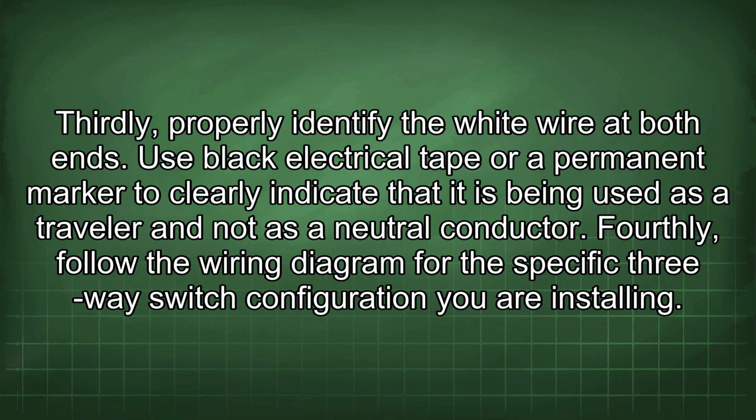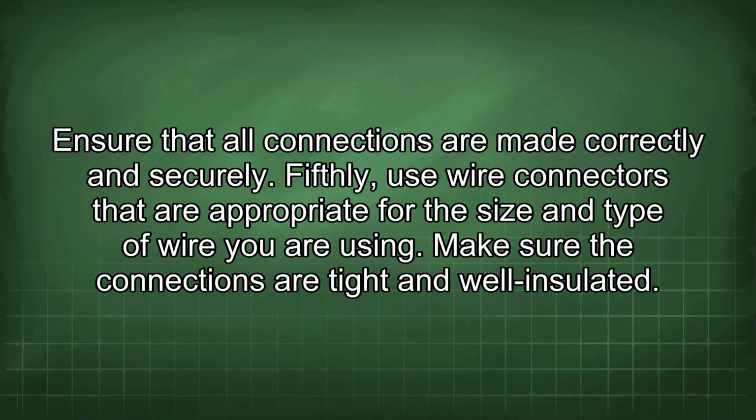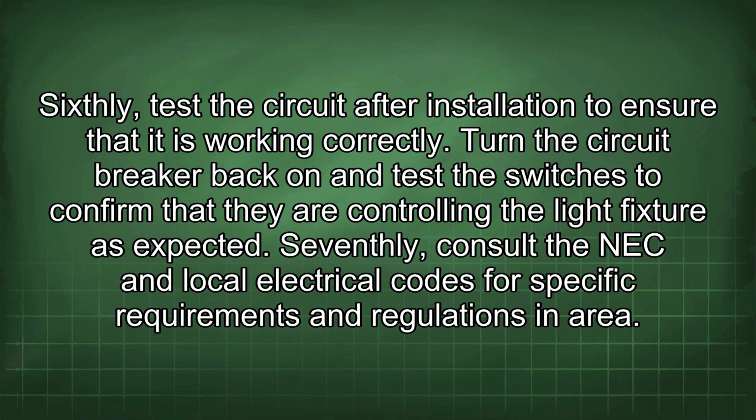Fourthly, follow the wiring diagram for the specific three-way switch configuration you are installing. Ensure that all connections are made correctly and securely. Fifthly, use wire connectors that are appropriate for the size and type of wire you are using. Make sure the connections are tight and well insulated. Sixthly, test the circuit after installation to ensure that it is working correctly. Turn the circuit breaker back on and test the switches to confirm that they are controlling the light fixture as expected. Seventhly, consult the NEC and local electrical codes for specific requirements and regulations in your area.